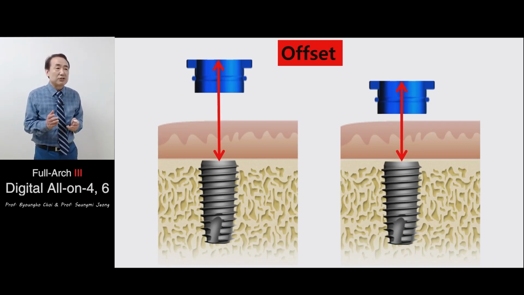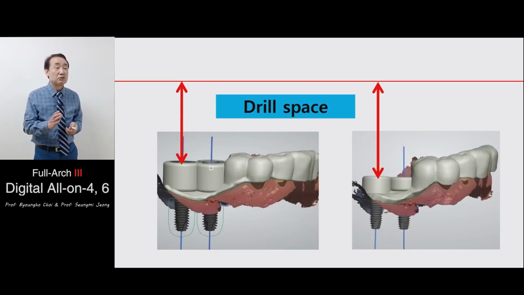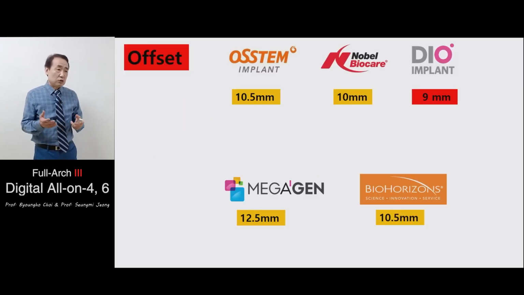If you increase the offset, the drill space decreases. Your patient has to open their mouth wide. You see here different offset values from different companies. DO has the lowest offset value among them. I would like to recommend a guide system that has a low offset value.